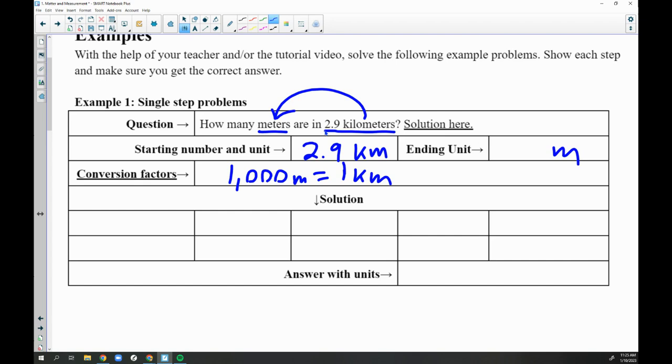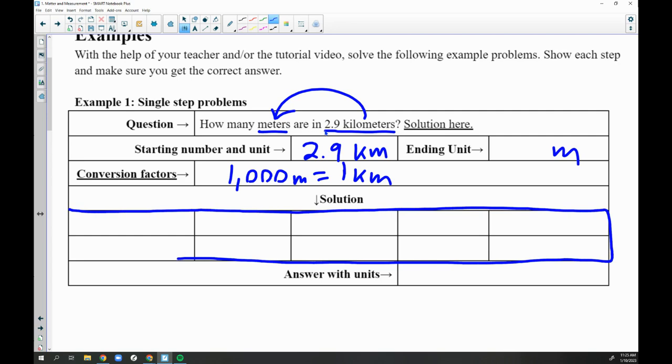So next, we're going to move down to this area here, which we call the train tracks. And this is where we're going to solve the problem and actually do the math. We are always going to put our starting number and unit down here in this upper left-hand corner box of the train tracks. We're always going to do that throughout the whole year, every time these pop up. If it makes you feel more comfortable, you can put a 1 here in the denominator position. Don't really have to do that.